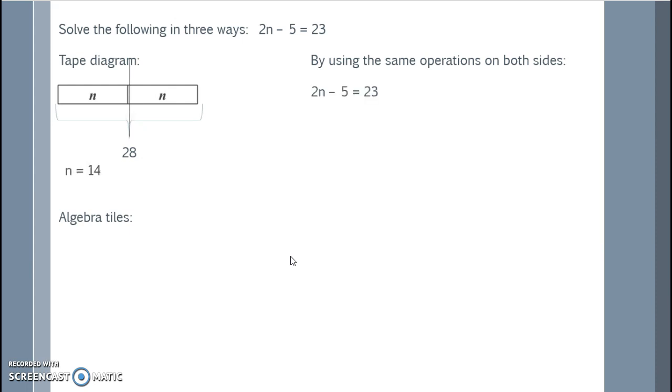Let's use operations on both sides algebraically. So we add 5 to both sides, so 2n equals 28. Divide each side by 2, n equals 14. So let's use algebra tiles.